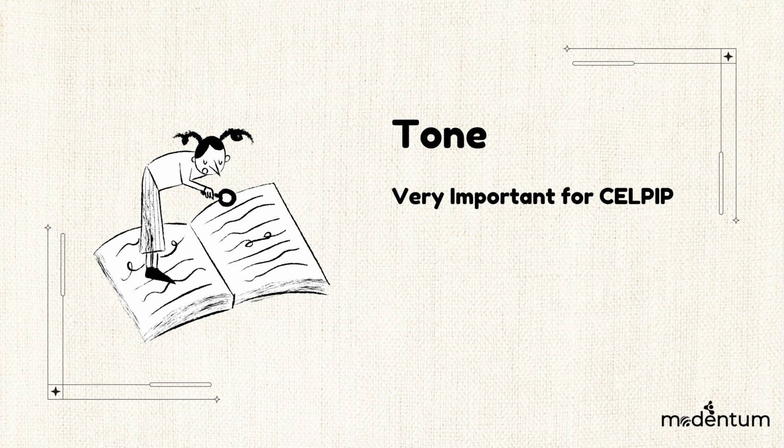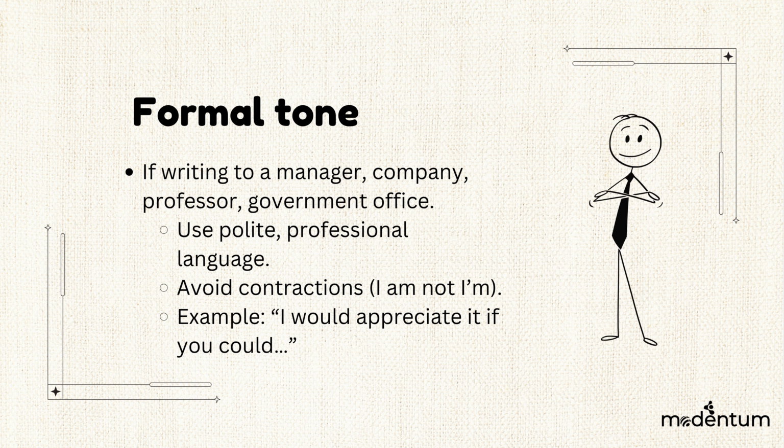Tone. Your writing tone is very important in the CELPIP test. There are 2 types of writing tones. Number 1, formal tone. Number 2, informal tone. Formal tone: if writing to a manager, company, professor, or government office, then use polite, professional language. Avoid contractions: say I am, not I'm. Give examples like, I would appreciate it if you could.